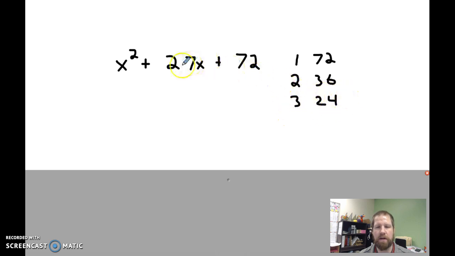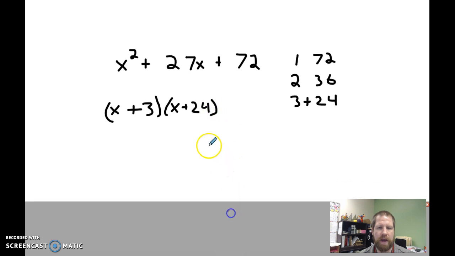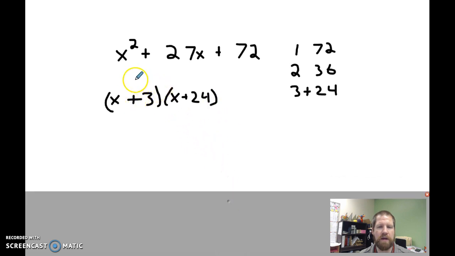I can already tell I'm looking for 2 numbers that add up to 27. 3 and 24 add up to 27. And when I multiply them together, they equal 72. So I'm done. I know that these are my factors. I can put in my binomials, x plus 3 times x plus 24. Okay. And if I factored them, I would get my x times 24 and my 3 times x, and those would combine to get 27x.